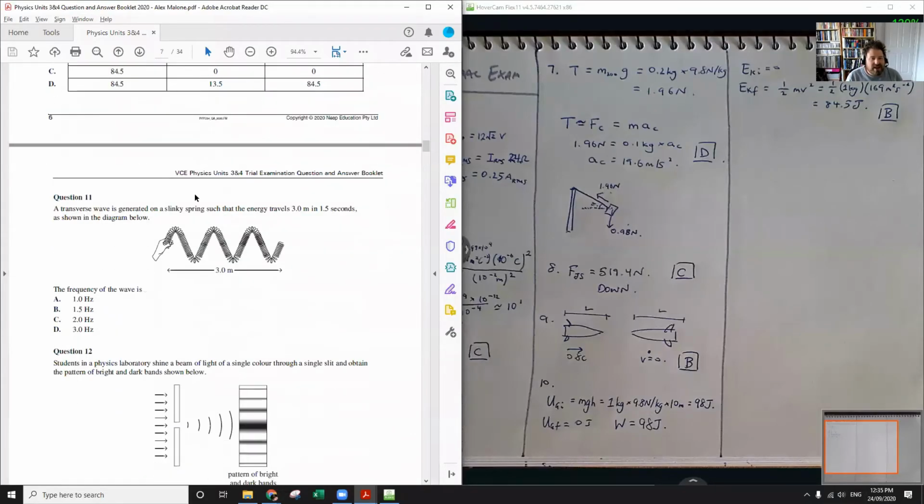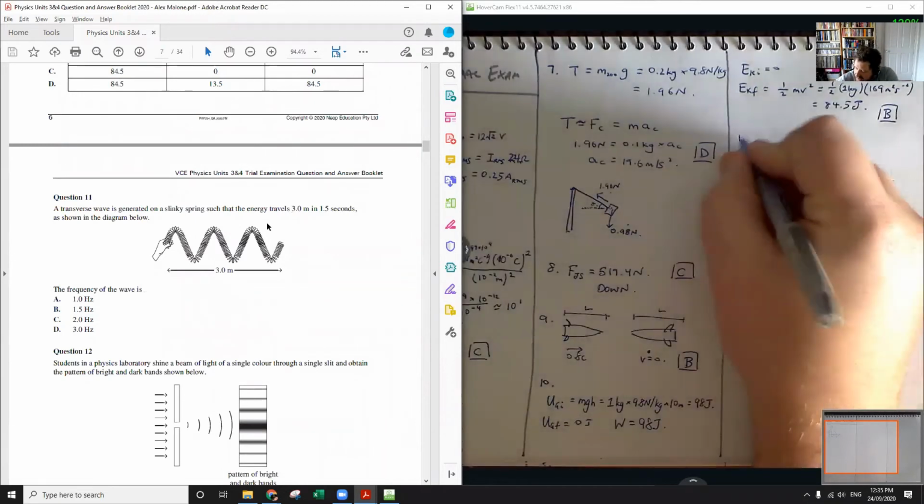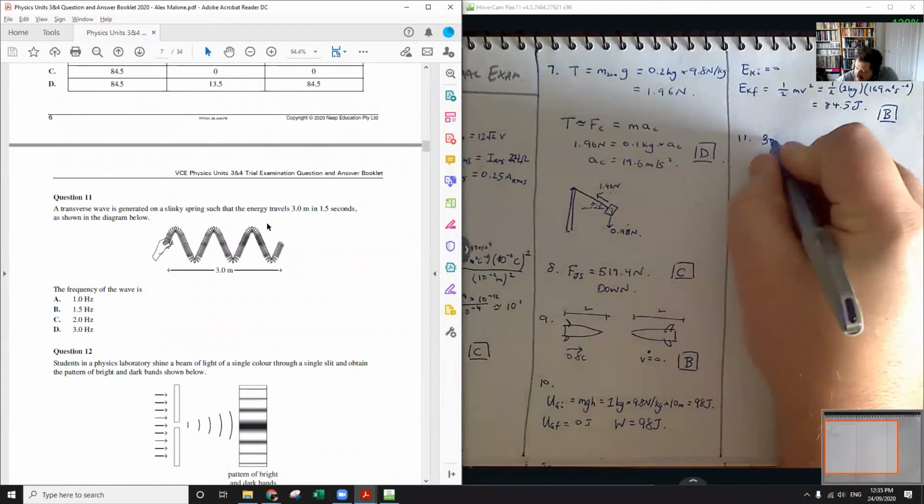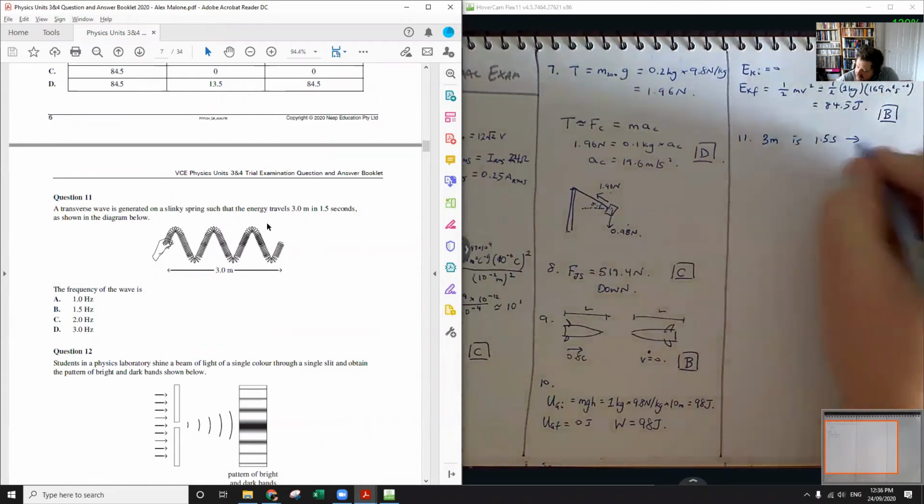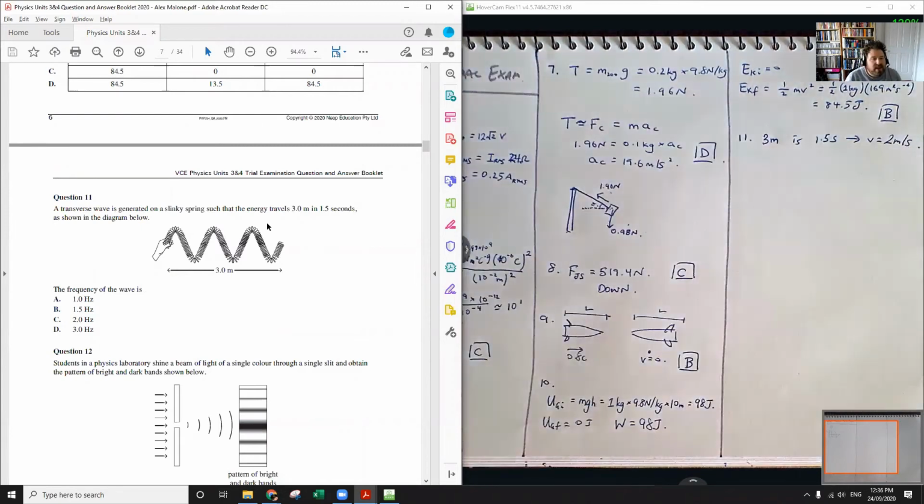Okay, transverse wave on a slinky such that the energy travels 3 meters in 1.5 seconds. So we've got a wave speed there. Let's write that down. 3 meters in 1.5 seconds. That implies that the wave is traveling at 2 meters per second.